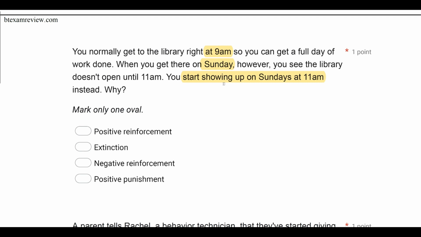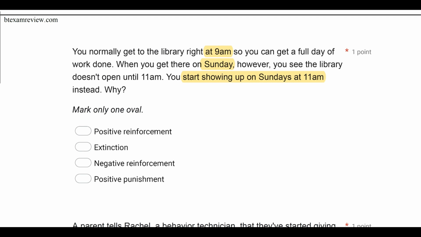So if your behavior changes in the future and starts to increase, what's happening? Well, you're now receiving reinforcement. So when do you not receive reinforcement? You don't receive reinforcement Sunday at 9 a.m. You do receive reinforcement Sundays at 11 a.m. And that reinforcement is the reason you start going on Sundays at 11 a.m. because that's when reinforcement's available. So why are you showing up on Sundays at 11 a.m.?